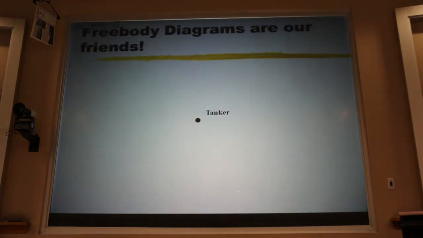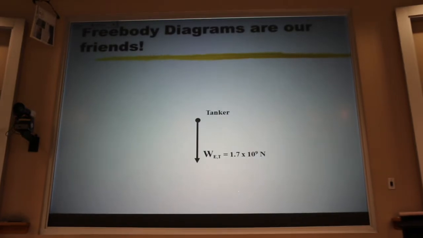Okay, so we draw a free body diagram. The first force we put on it is the weight force. I take that mass that was big, multiply it by 9.8, call it 10, and I get that many newtons. I then ask, are there any magnets in this problem? Nope. So what touches the tanker? Well, the water.